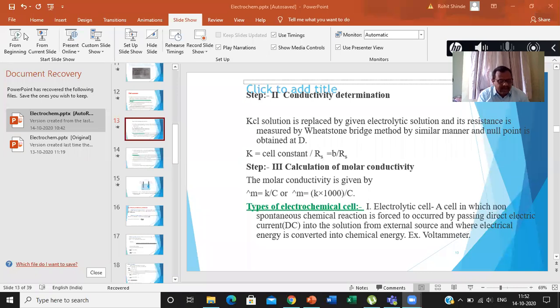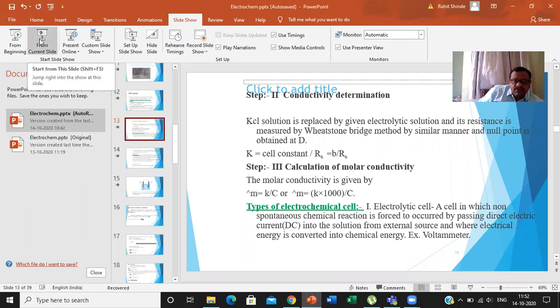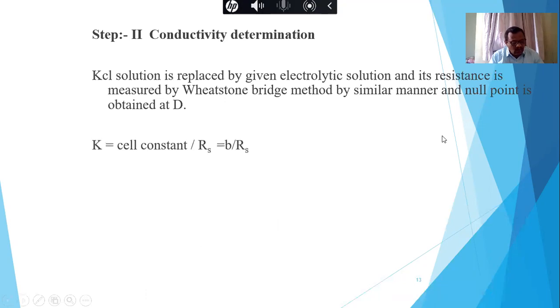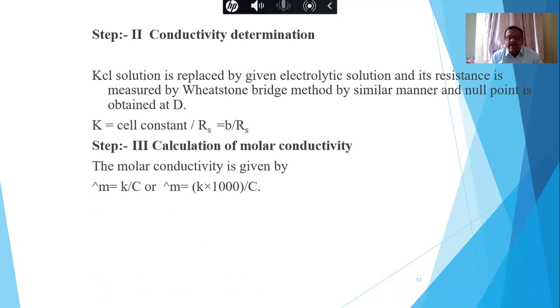In this Kohlrausch's law, we have learned that the migration of ions is governed by different cations and anions. So now, today we will discuss the different types of electrochemical cells. There are two main types of electrochemical cells, that is electrolytic cell and voltaic cell.